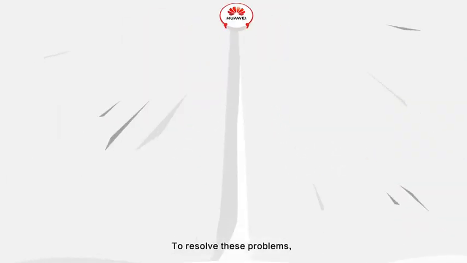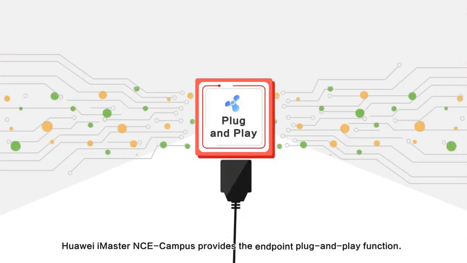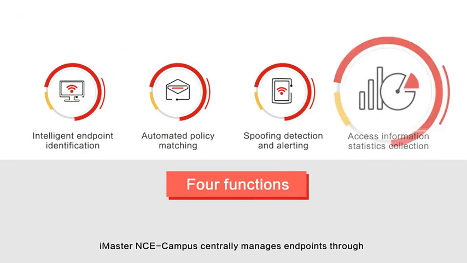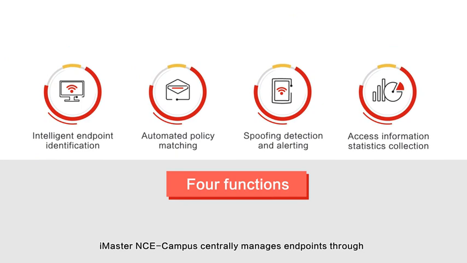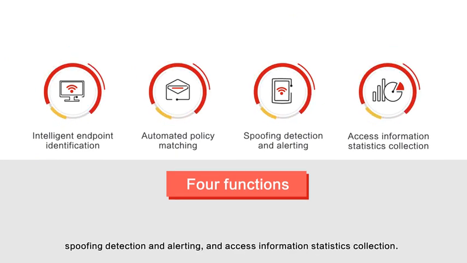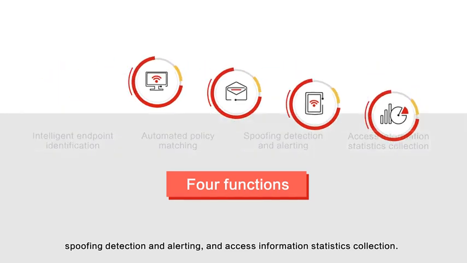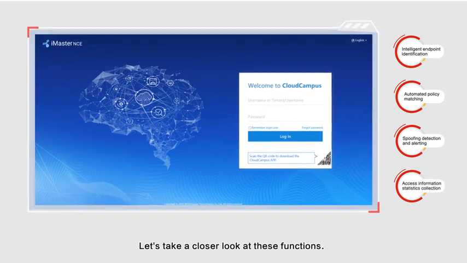To resolve these problems, Huawei iMaster NCE-Campus provides the endpoint plug-and-play function. With this enabled, iMaster NCE-Campus centrally manages endpoints through intelligent endpoint identification, automated policy matching, spoofing detection and alerting, and access information statistics collection. Let's take a closer look at these functions.